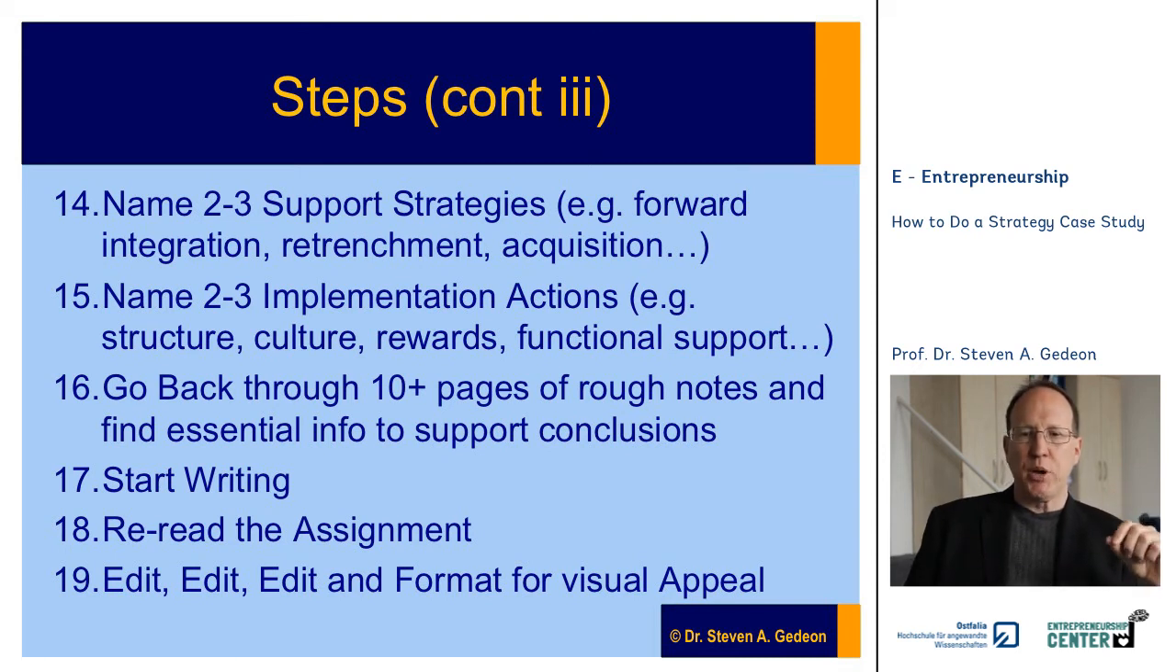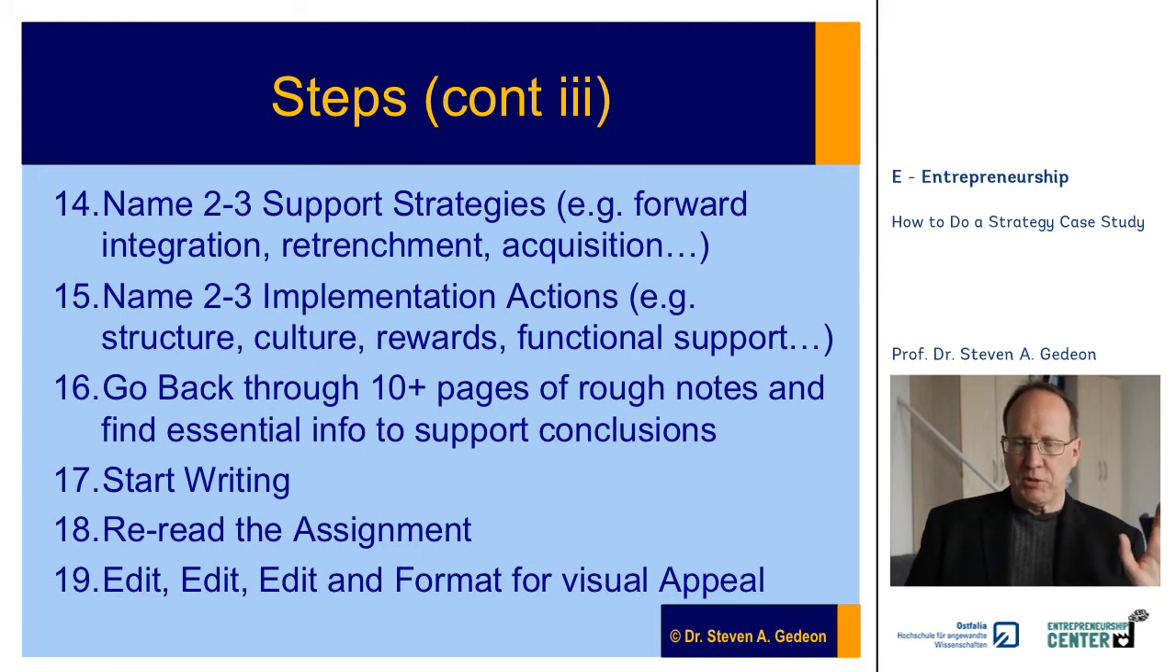Number 15, pick 2 or 3 implementation actions. For example, I think in order to do this, they should focus on changing their structure, or they should fix their corporate culture, or they should change the reward system. So pick 2 or 3 specific implementation actions. You'll probably learn about the Big 8 or the Big 10 or something like that in the class. Whatever your list of possible implementation topics is, pick a couple of these.